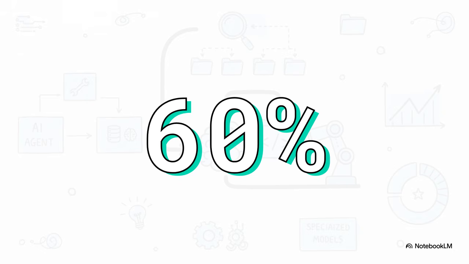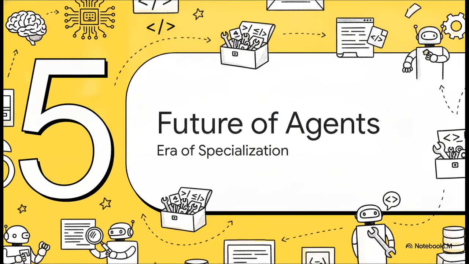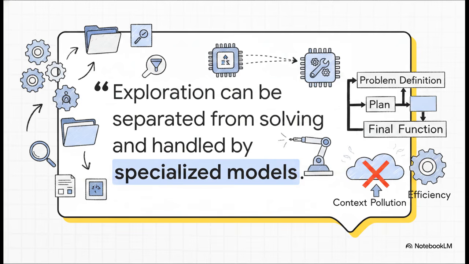It's a total win-win. Finally, Section 5, Future of Coding Agents: the Era of Specialization. As the authors, Xiaoqu Zhang and team, put it perfectly, repository exploration can be separated from solving and handled effectively by specialized models. The researchers basically proved that forcing one massive general-purpose LLM to do absolutely everything, from digging through folders to writing the final function, is fundamentally broken. It's inefficient, it's expensive, and it's incredibly prone to context pollution.